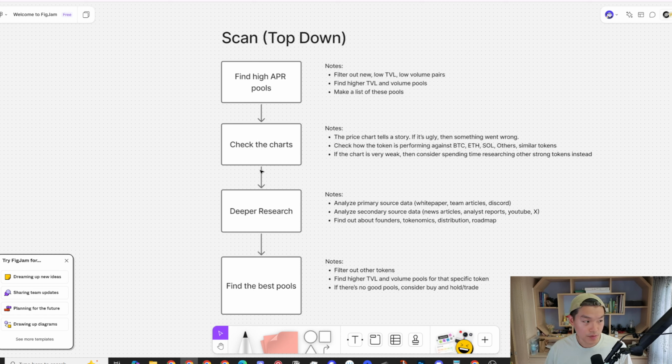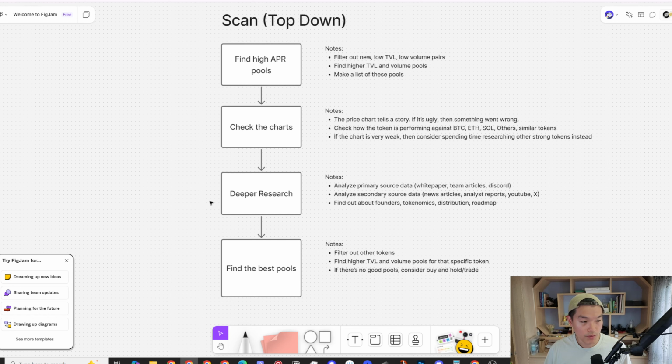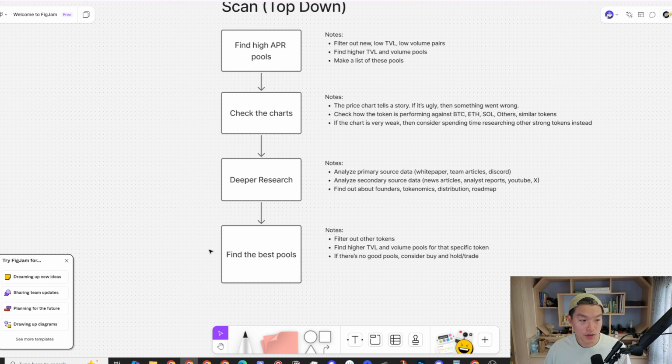I look at the charts because the charts tell a story, right? The chart is going to let me know who is buying, and I want to see if it's going sideways, if it's trending up, or if it's trending down. And when you're providing liquidity, it's a good idea to try to find tokens that are either moving sideways or about to trend up. Then the deeper research part, you want to do some research on it, make sure that the token is solid. Then you want to optimize by finding the best pool, where we basically paste the token address in the search bar and look for the best performing pools.